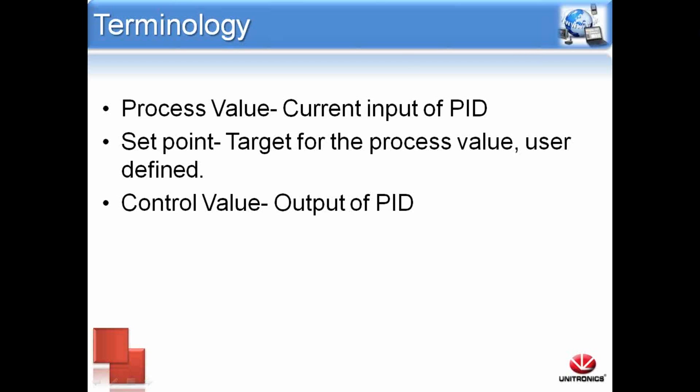So before I move into the PID explanation, I'd like to get familiar with a little bit of terminology. First, the process value. This is the current input of the PID. Next is the set point. This is the target for the process value. This is user-defined. And finally, we have our control value, which is the output of the PID. With our room temperature example, the process value would be the current temperature of the room. The set point would be the temperature that we would like the room to be at, and the control value would be how hard the heater is currently working.